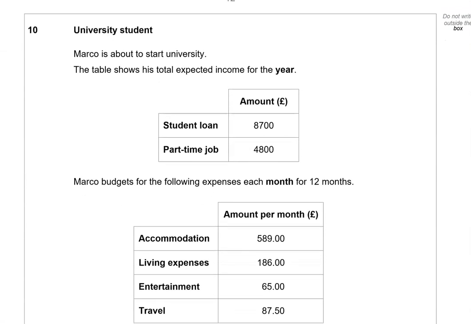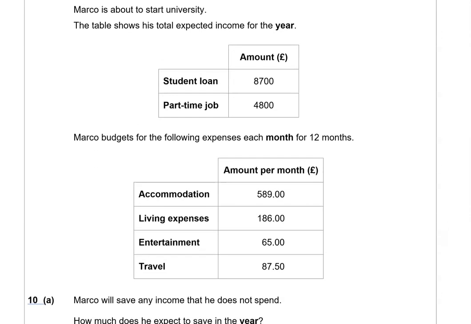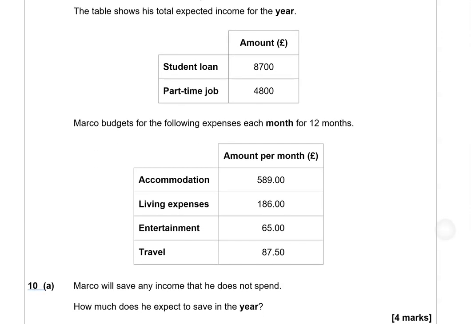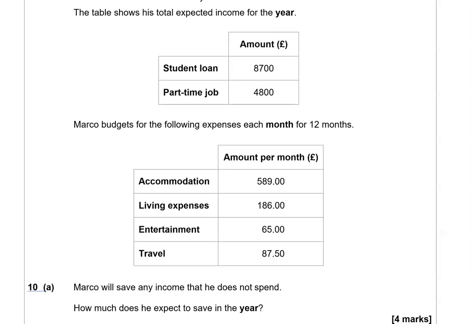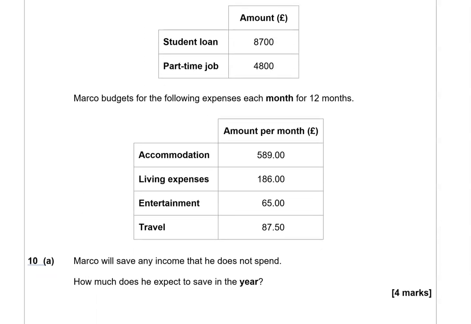University student. Marco is about to start university. The table shows his total expected income for the year. So we've got student loan, 8,700, part-time job, 4,800. Marco budgets for the following expenses each month for 12 months. Accommodation, £589. Living expenses, £186, entertainment, £65, travel, £87.50. Marco will save any income that he does not spend. How much does he expect to save in the year?